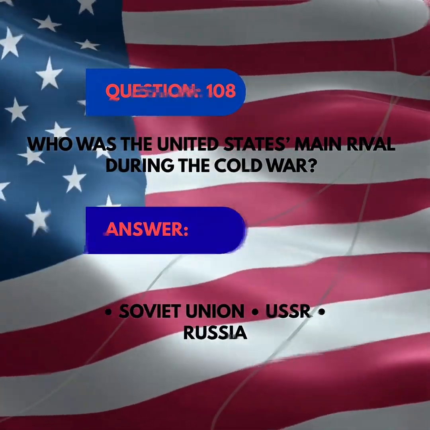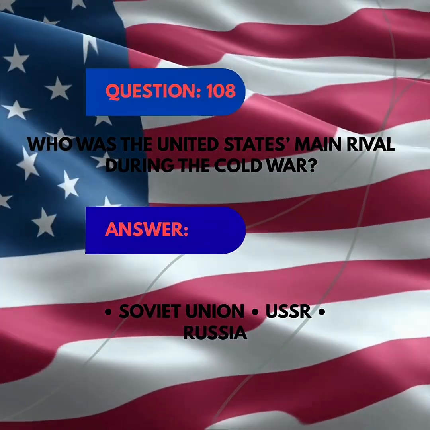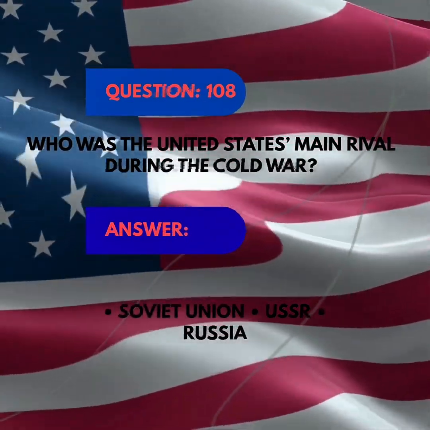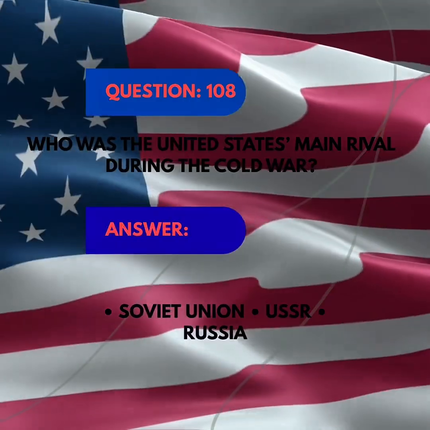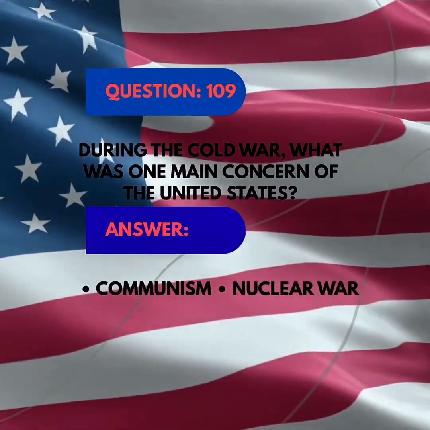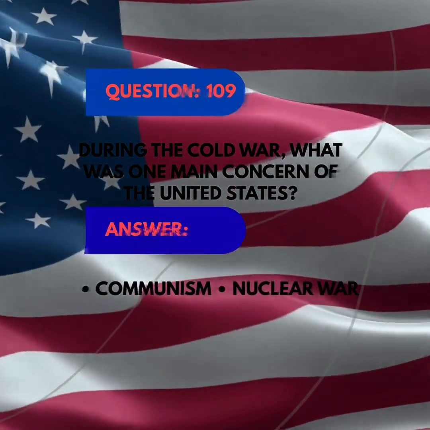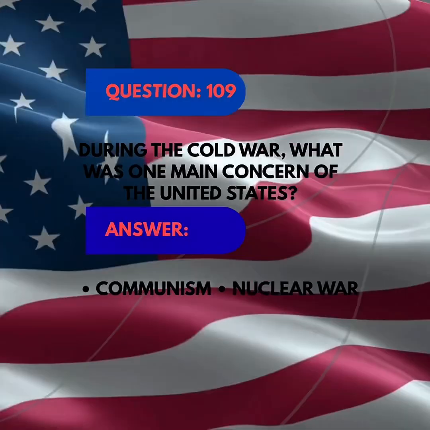Question 108. Who was the United States' main rival during the Cold War? Answer: The Soviet Union, also known as the USSR or Russia. Question 109. During the Cold War, what was one main concern of the United States? Answer: One main concern was communism, another was nuclear war.